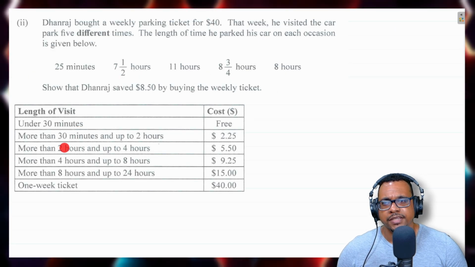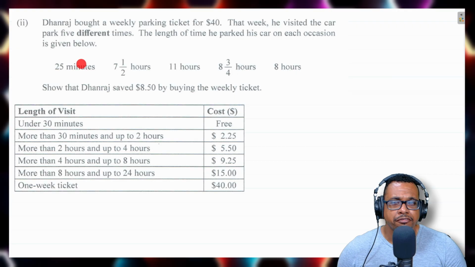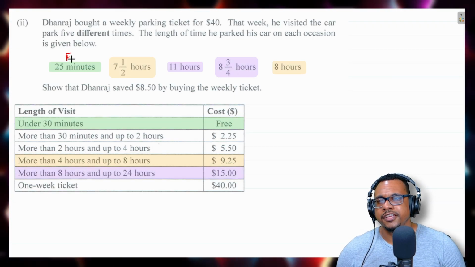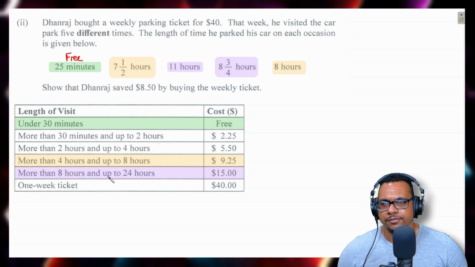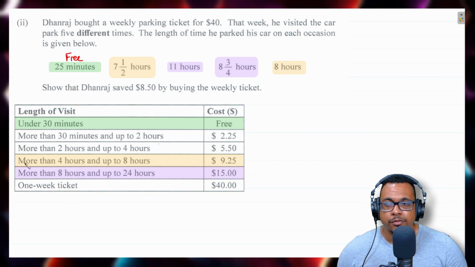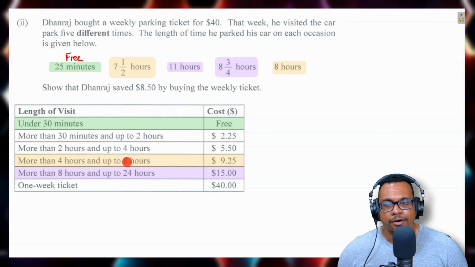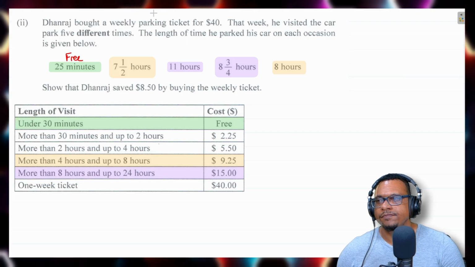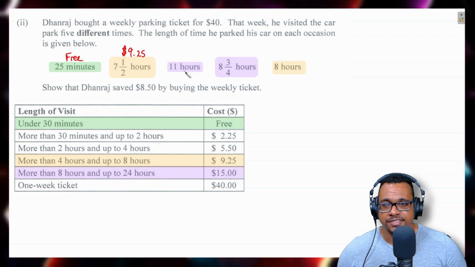So I just brought back the table with the length of visit and the cost. This 25 minutes would have been free because under 30 minutes is free. So I'm going to write free here. Then we have 7.5 hours. Where does that fall? Well, that will be more than 4 hours and up to 8 hours. So 7.5 hours is within this range, and that'll be $9.25. So here I'll put $9.25.